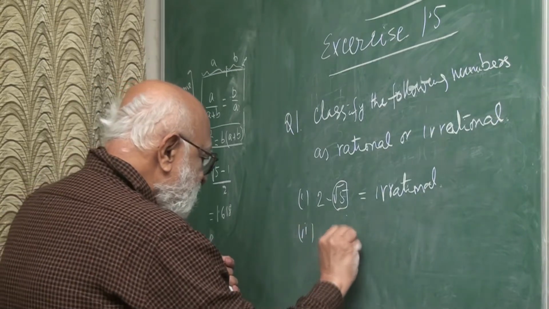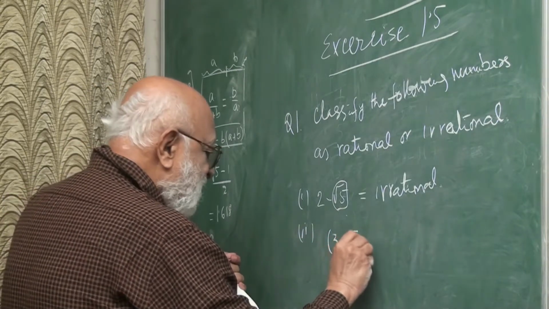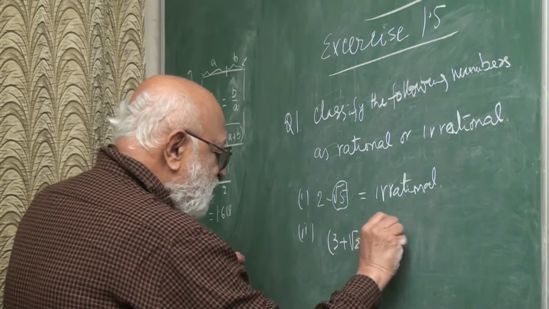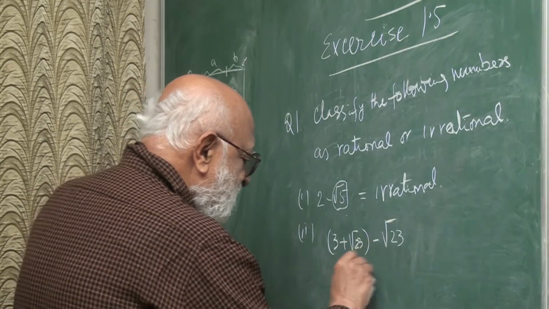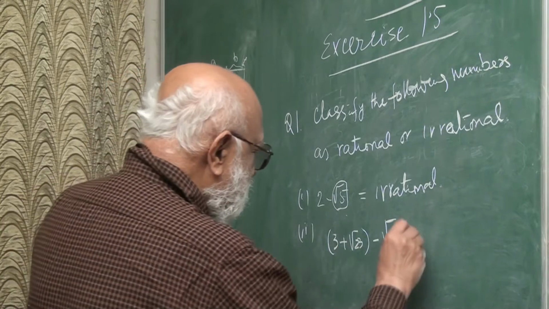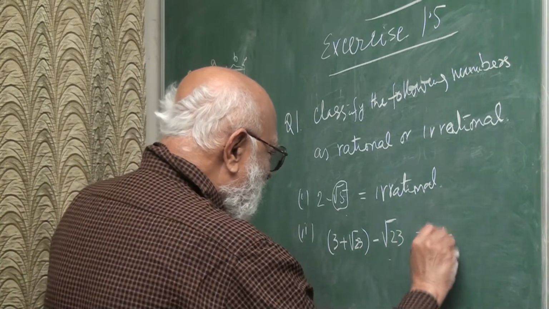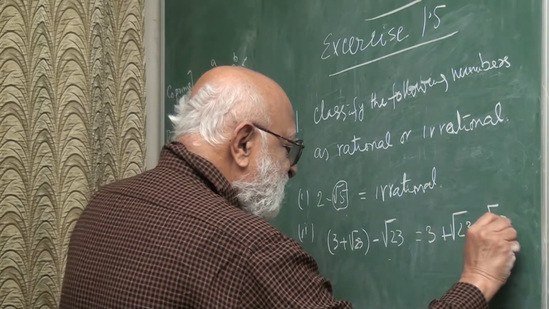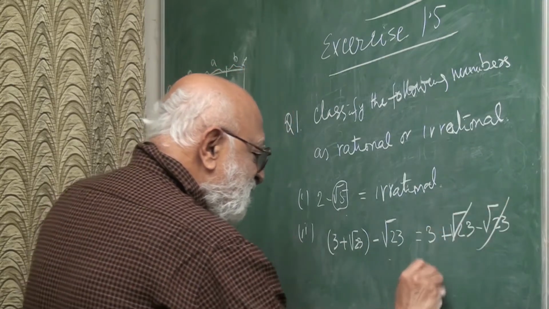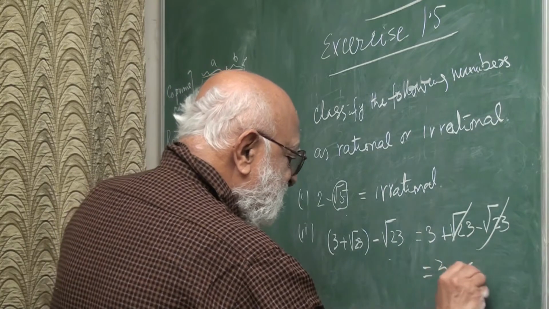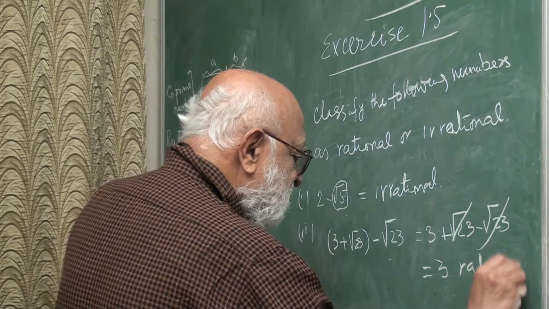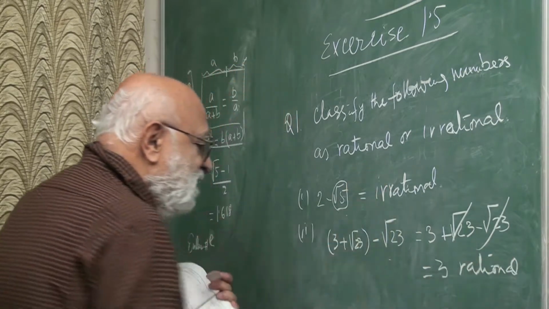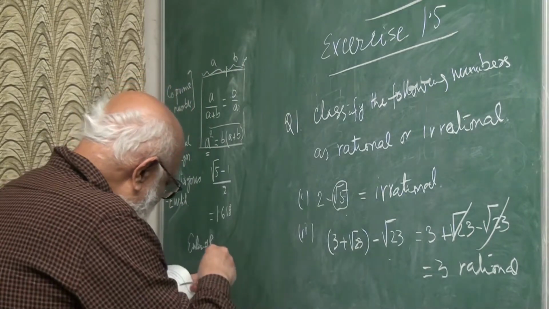3 plus root 23 minus root of 23. So do the operation. That is 3 plus root of 23 minus root of 23. So these and these cancel. So this would be rational. So this was irrational. This is irrational. Okay.